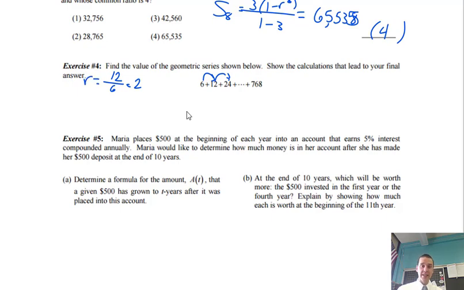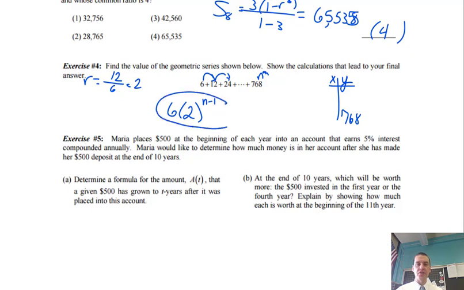The next thing is, what is this nth term? So we're going to put it in the calculator. Our first term, 6, times 2 raised to the n minus 1. You put that in the calculator, and then you go to the table until you see 768. When you put this right here into the calculator, you will see that the 8th term is 768.